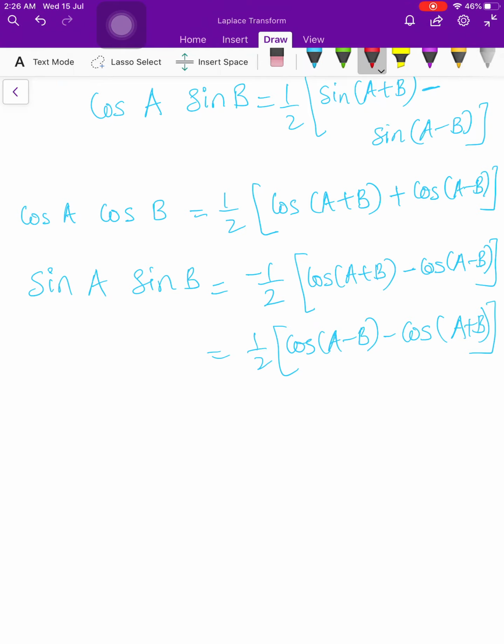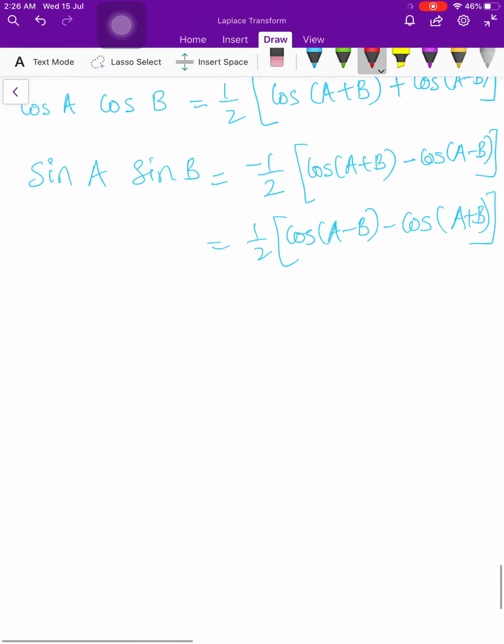Another situation is sine square of an angle. You don't have a formula for the Laplace of sine square, so for that you have to use a trigonometric formula. The formula is 1 minus cos 2 times the angle, divided by 2. Please note this formula: sine square of an angle is always 1 minus cos 2 times the angle, divided by 2.